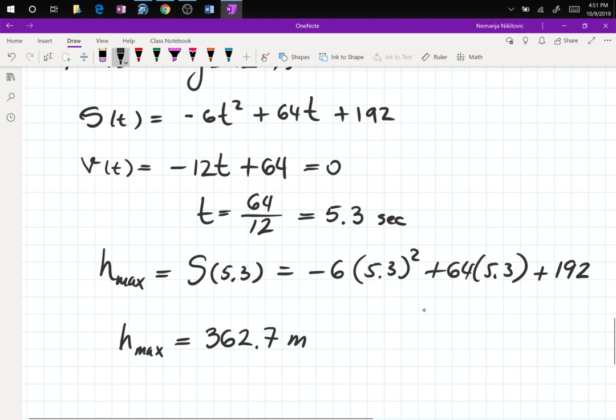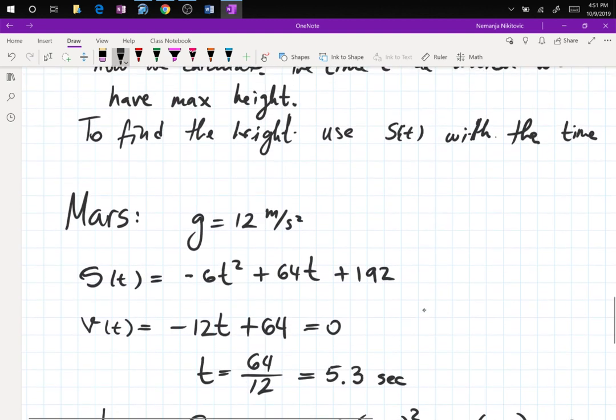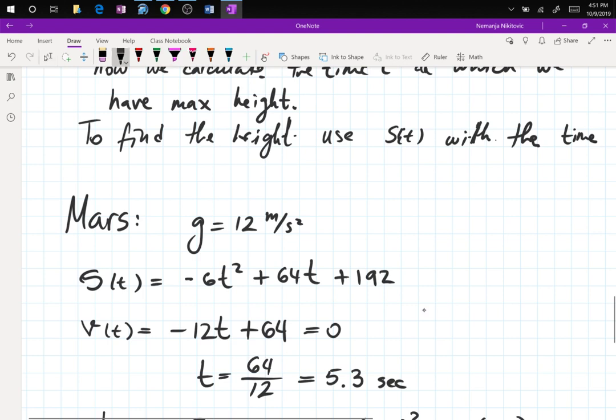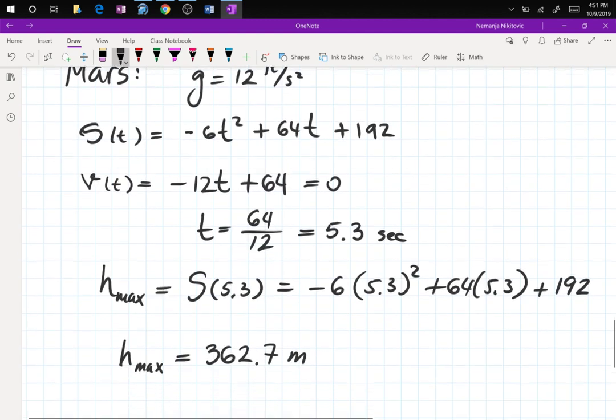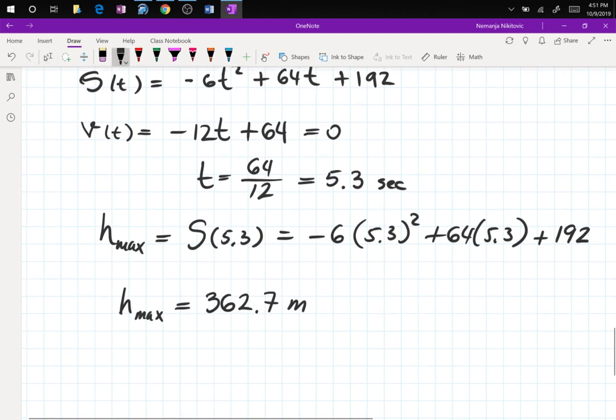Oh, wait. This was in feet, not in meters per second. Well, not impressive anymore. I'm not thinking at all. That's what I say. Yeah, because yes, 9 and 12. Yes, you're right. It's 360 feet.